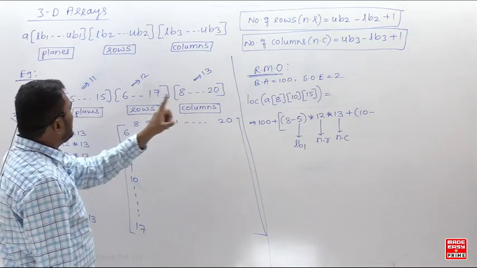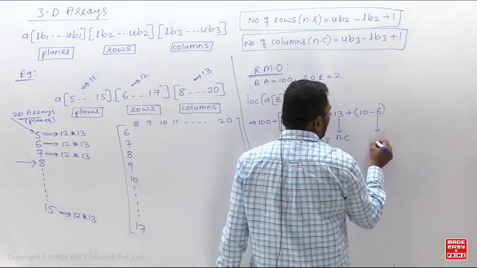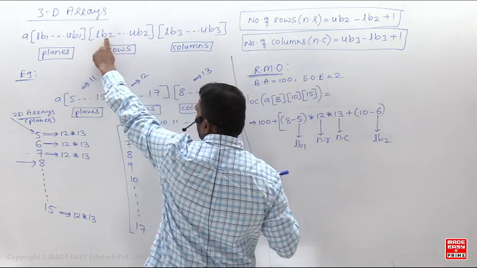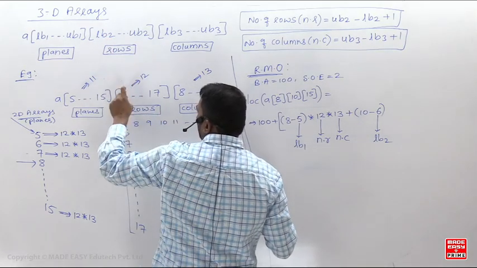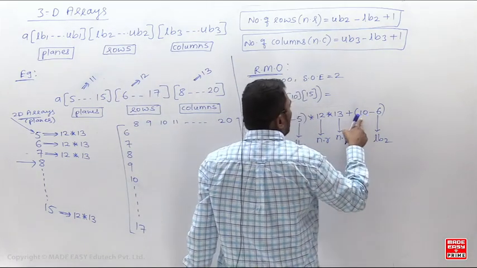Row number 10th पे जाना है. 10 minus 6 rows you have to cross. What is this 6 here? Lower bound 2, because when I talk about rows, lower bound 2 here. See this? Okay. Next, 10 minus 6 rows you have to cross.